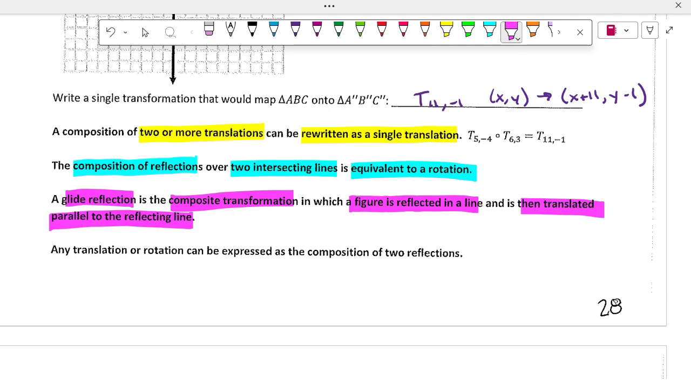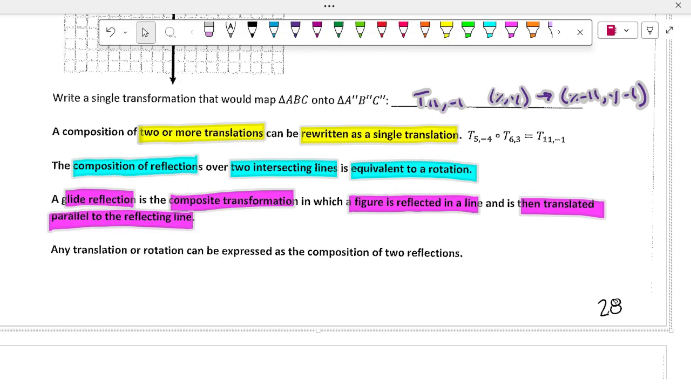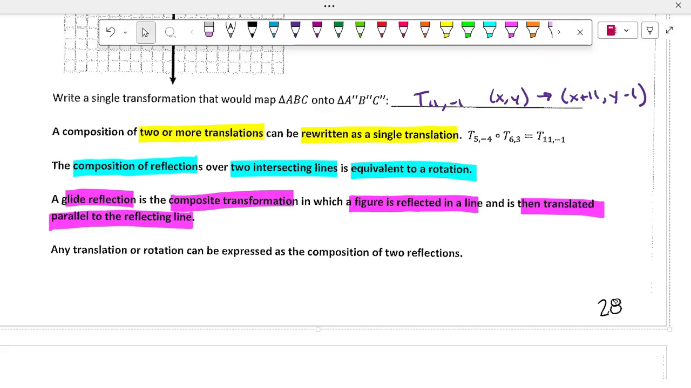Lastly, any translation or rotation can be expressed as a composition of two reflections. So if you do any translation and then a rotation, it can be expressed as a composition of two reflections. I'm not going to make up an example for that one because the reflection lines can be slanted, they can be vertical, they can be horizontal. Just know that if you do a translation or a rotation as a composition, you can do two reflections on it.